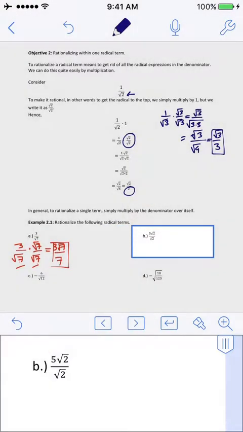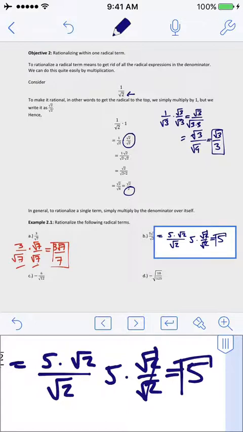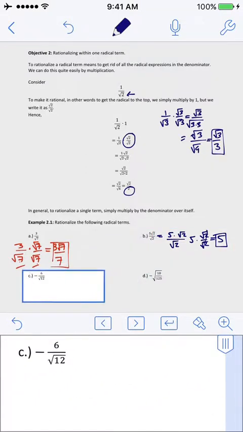The next one, 5 root 2 over root 2. Do we need to rationalize here? We actually don't, because I can consider this as 5 times root 2 over root 2, or just 5. I don't need to rationalize here because it's already able to be canceled out. That's another way to rationalize. If your number can be reduced, you don't need to rationalize. It's only when things can't be reduced that it becomes a problem. Okay, so make sure you can always reduce first.